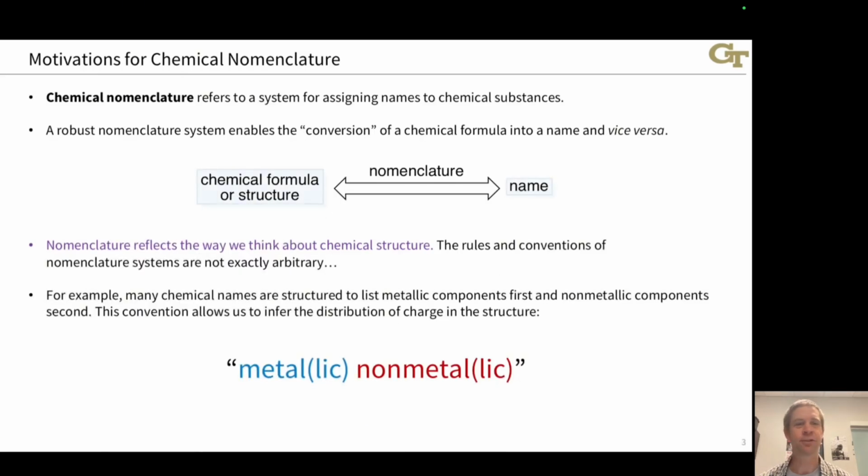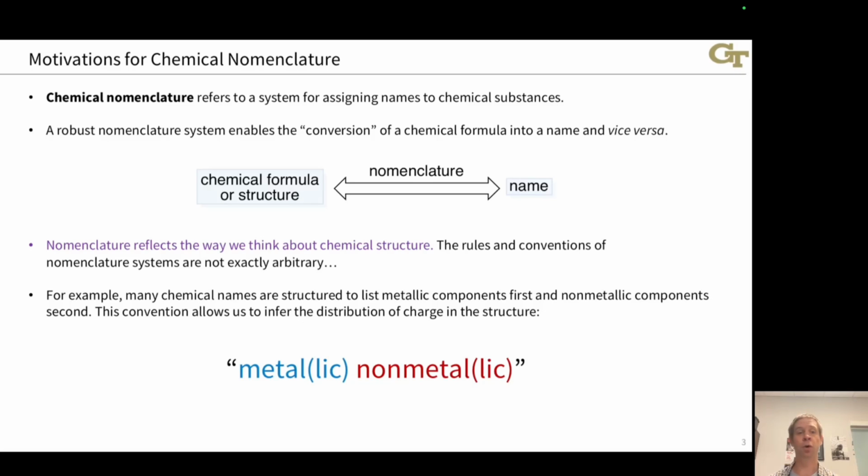All right, let's get into it. So chemical nomenclature is a system for assigning names to chemical substances. And what a robust nomenclature system can do is allow us to go from any symbolic representation of the structure of a chemical substance to the name and vice versa.